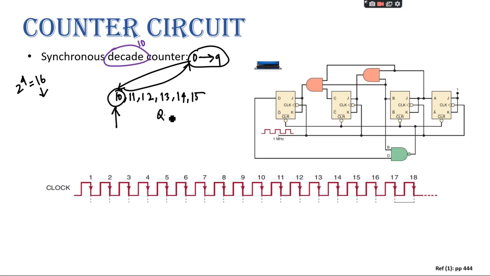In order to make 10, if I say the inputs are arranged in this way, D, C, B, A, then how can I make 10? 1, 0, 1, 0, right? So which are the inputs that should be 1? B and D. So here you can see B and D are ANDed together, and whenever these two inputs are 1, the output should be 0, so that all the flip-flops will get 0, and once they get 0, it will reset, right? Yes, sir. Go back to 0.